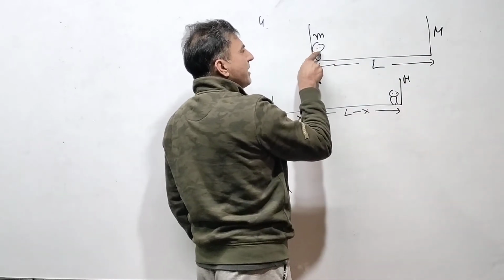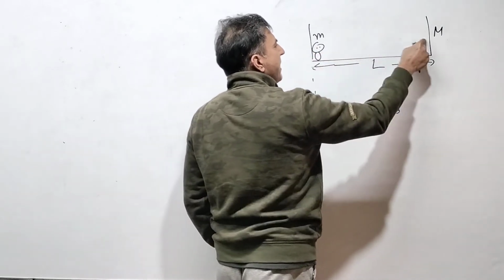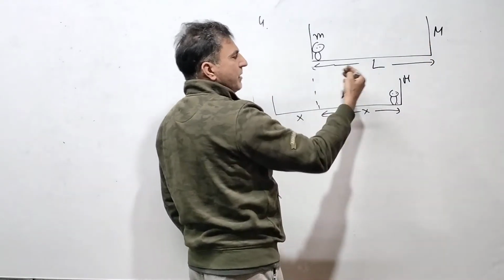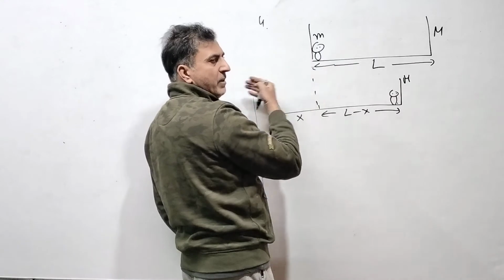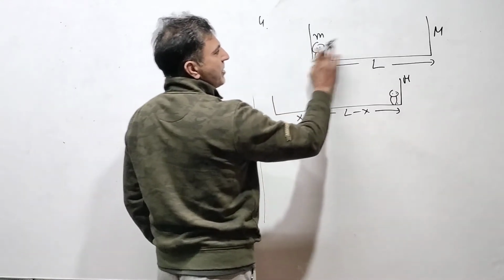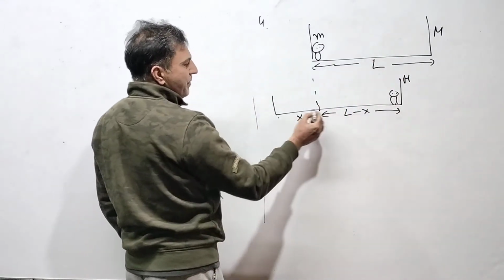So this person starts running towards this end and reaches here, and the boat will recede in the backward direction. We have to find out, if this person reaches over here, how far back this boat will go.